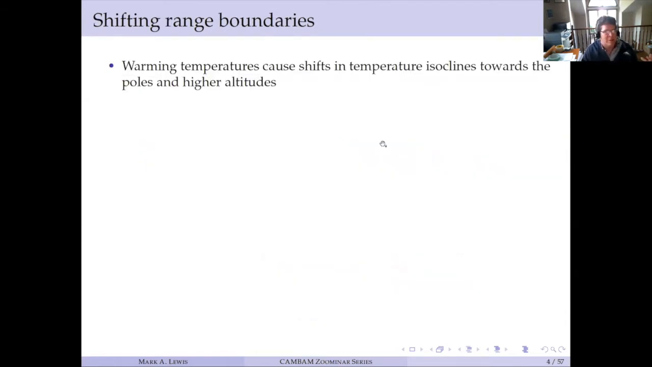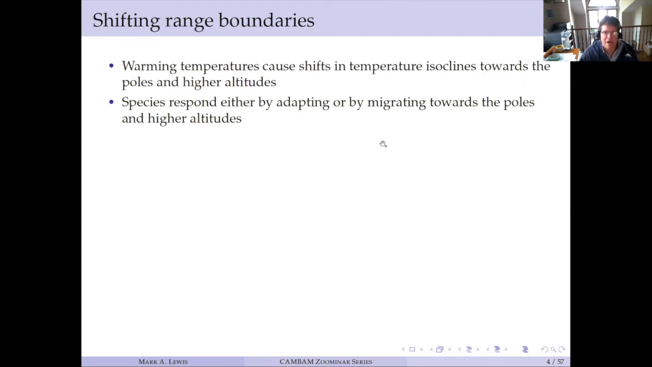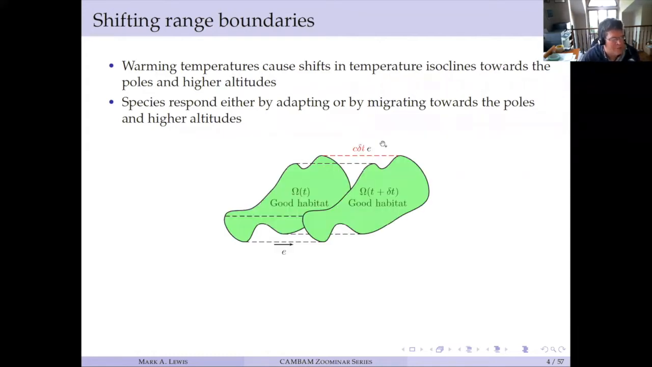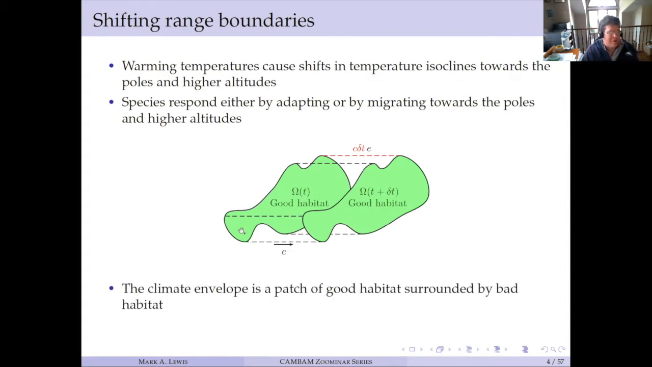And these warming temperatures cause shifts in temperature isoclines, either towards the poles or towards higher altitudes. And species can respond either by migrating or by adapting, and migrating either up mountains or towards the poles. And so in our mathematical model, we'll have a patch of habitat, which we call good habitat. That habitat will be shifting at some speed, c. In this case, it's shifting to the right, but we can think about that as being the north. And so the climate envelope is a patch of good habitat surrounded by bad habitat, and the speed at which this is shifting, we're thinking of as c.